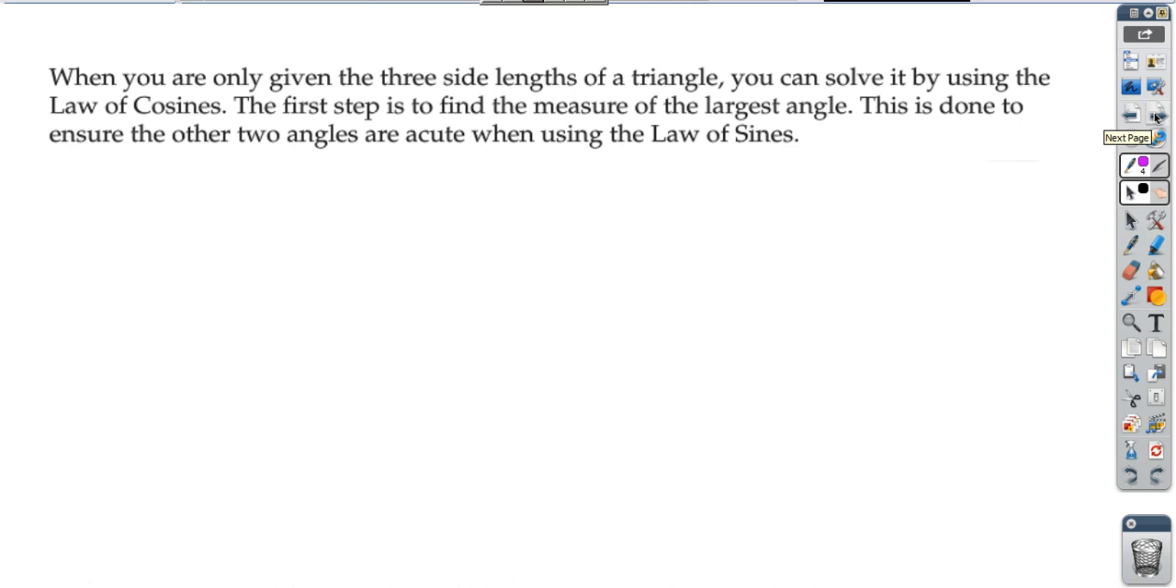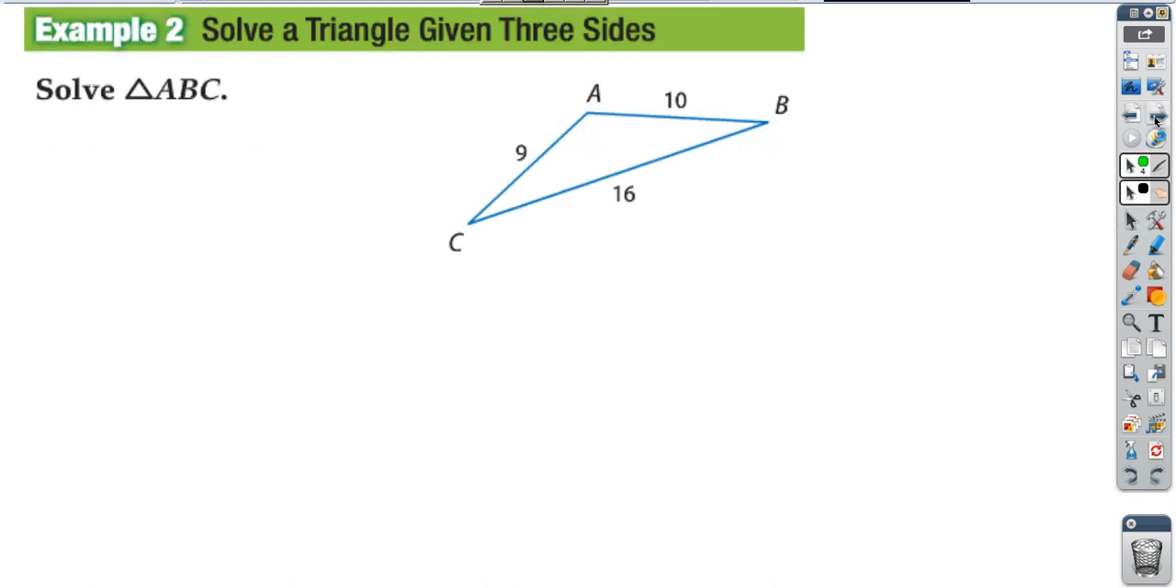Okay, now here's the one catch for law of cosines. You might remember from 12.4 that occasionally when we were using the law of sines, we wound up with 2 different triangles. So we have to be careful with this when we're doing the law of cosines. If we don't want that to happen, we always need to start by finding the measure of the largest angle. And as it says here, that's done to ensure that the other 2 angles are acute, because otherwise we could wind up with a confusion about getting 2 triangles. So I'll show you how that looks. It'll be clear when we do an example.